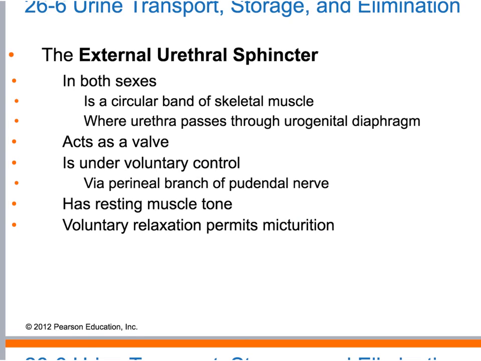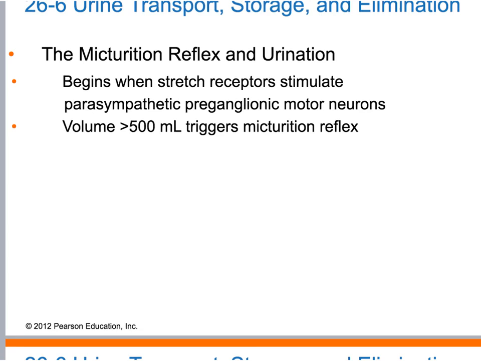Let's talk about the external urethral sphincter. In both sexes, it's a circular band of skeletal muscle. It's where the urethra passes through the urogenital diaphragm. It acts as a valve. It has a resting muscle tone, and voluntary relaxation permits micturition. The micturition reflex in urination begins when the stretch receptors stimulate the parasympathetic preganglionic motor neurons, and when the volume is greater than 500 milliliters, it triggers the micturition reflex.